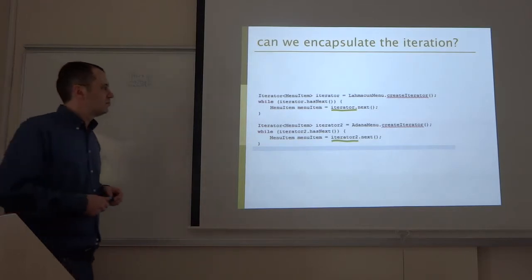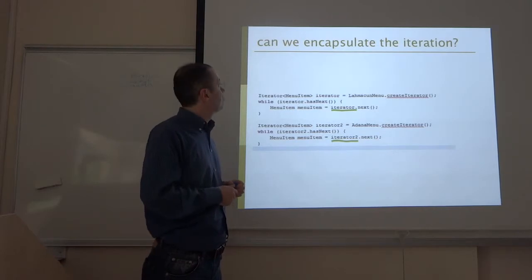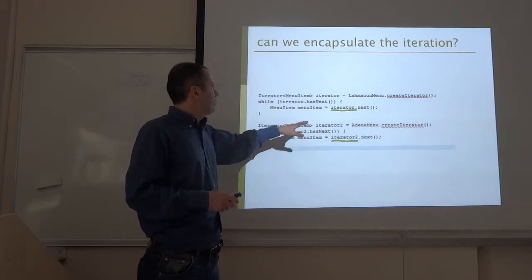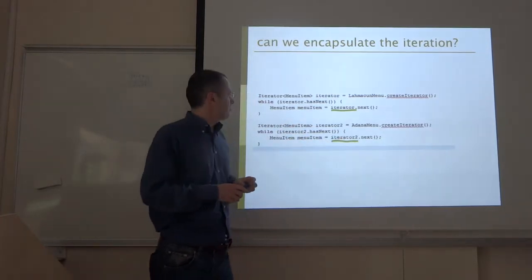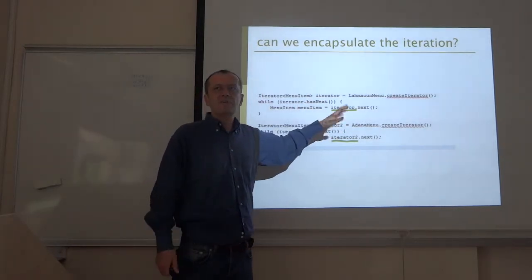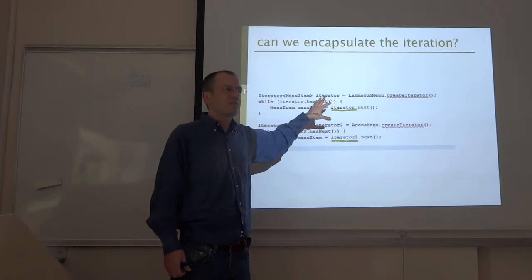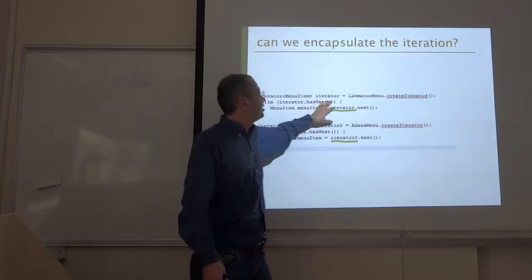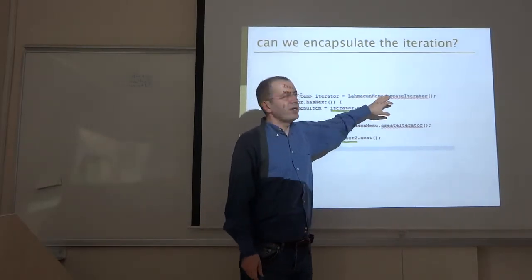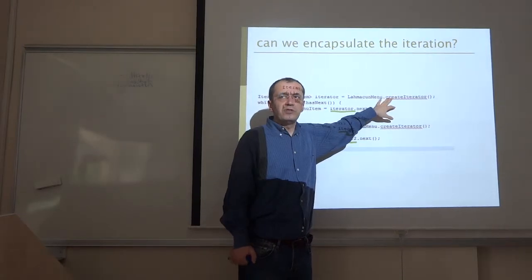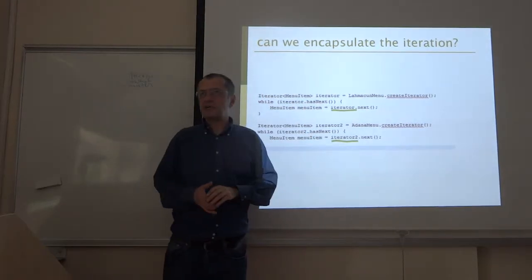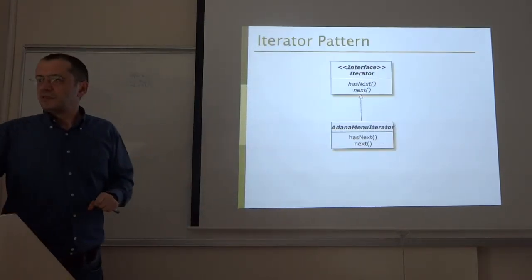So, I already said this. The question is that I have iterator 1 and iterator 2. Because in the existing Java API, I can do this. I can have a create iterator within the lahmacun menu, and it will return an iterator to me, and I can work with it like this.